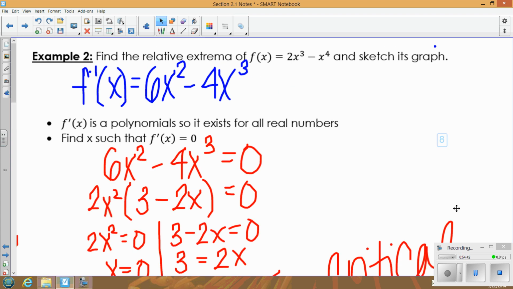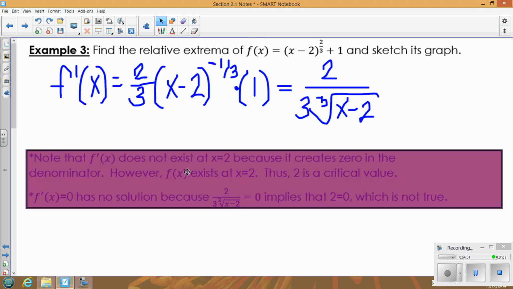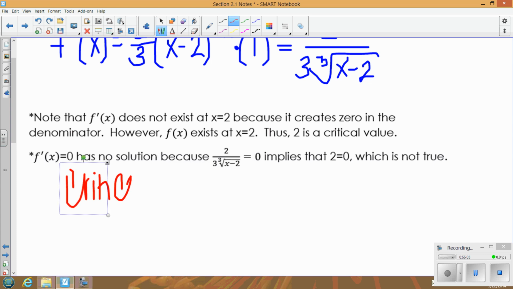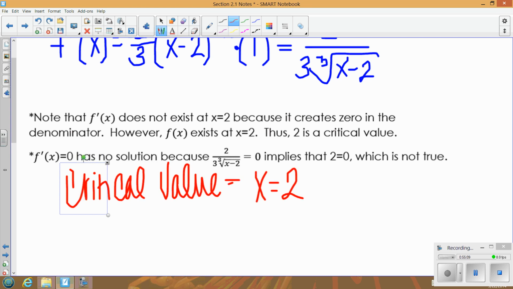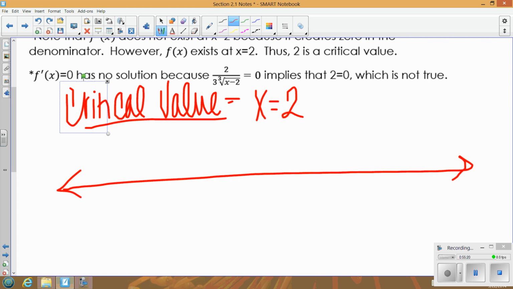So it's kind of summed up down here. With that said, we've already found our critical values. So my critical value is x equals 2 from this description. So now I just have to put that on a number line. And it actually is nice because now I only have 2 intervals to check. So 2 is the only critical value.